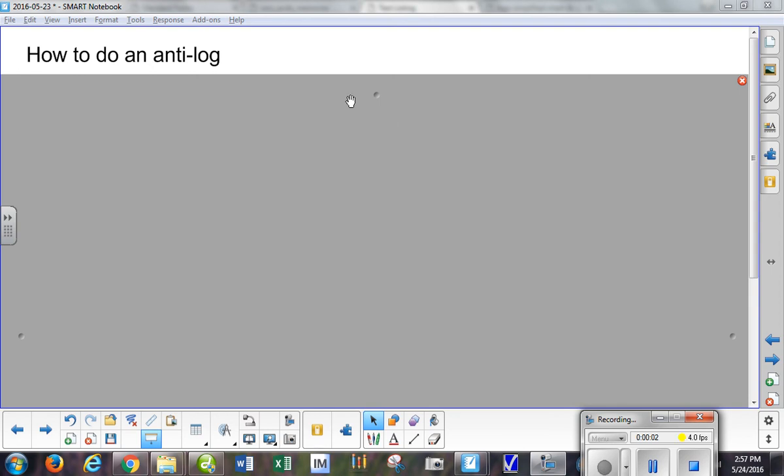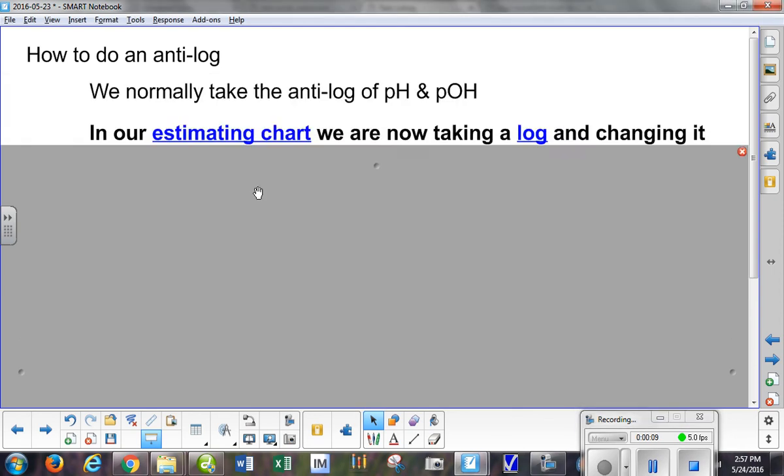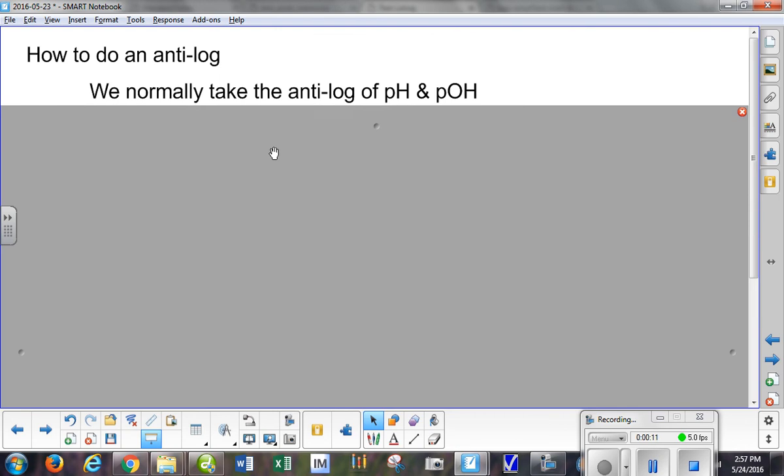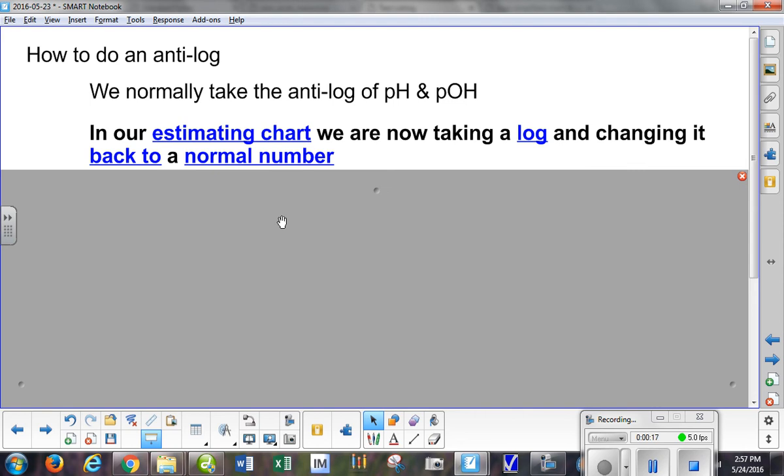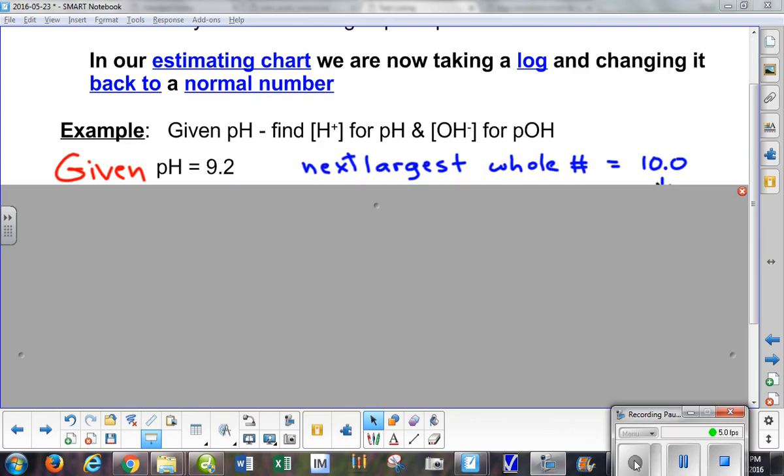This will be a relatively detailed video on how to do antilogs. Antilogs is what you need when you're going to take an antilog of the pH or pOH. You will always wind up with concentration. So we're going to use our estimating chart, which we showed in the last video, which was made just a few minutes before I made this one.